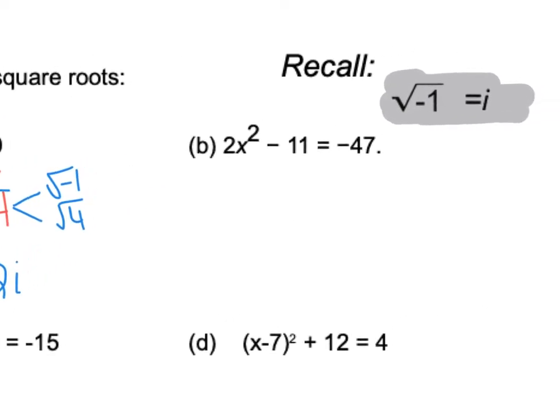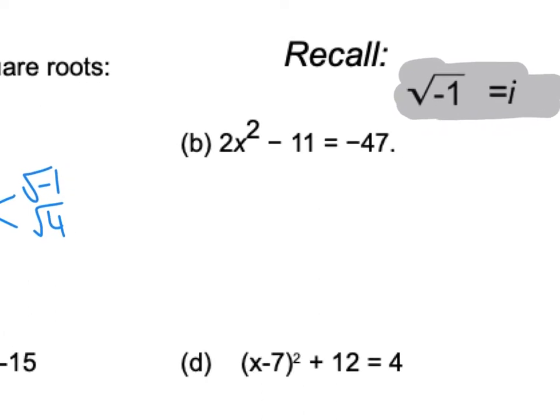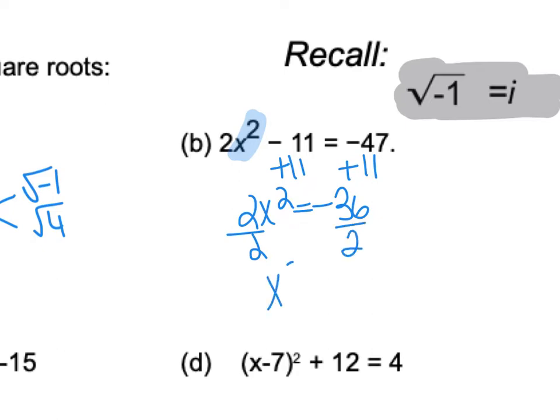Okay, just getting a little bit more difficult here, just adding some steps into our solving. So I have 2x squared minus 11 equals negative 47. If I get the squared term all by itself again, I want to get x squared alone. So I'm going to add 11 to both sides. And I get 2x squared equals negative 36. If I divide both sides by 2, I get that x squared equals negative 18. And then I'm just going to take the square root.